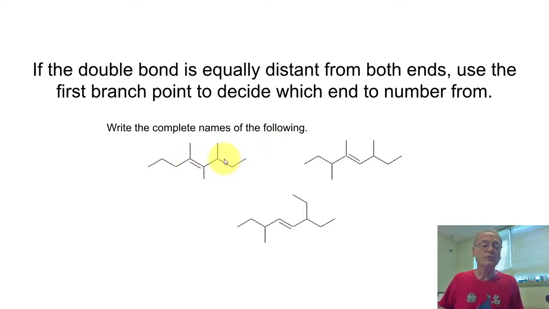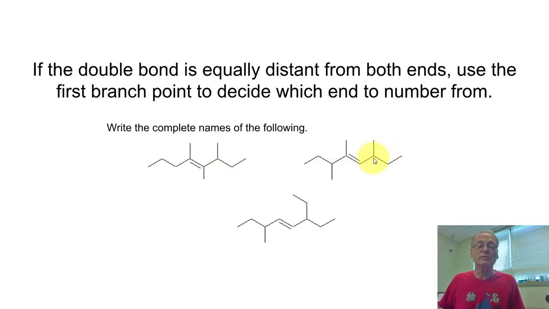Notice this is 1, 2, 3, 4, double bond starting at carbon number 4, or 1, 2, 3, 4, double bond starting at carbon number 4 from either end. Well, then you have to use the first branch point, just as we did with alkanes. So which of these two ends has the first branch point closest? The answer is this one right here. So we're going to start numbering from this end.